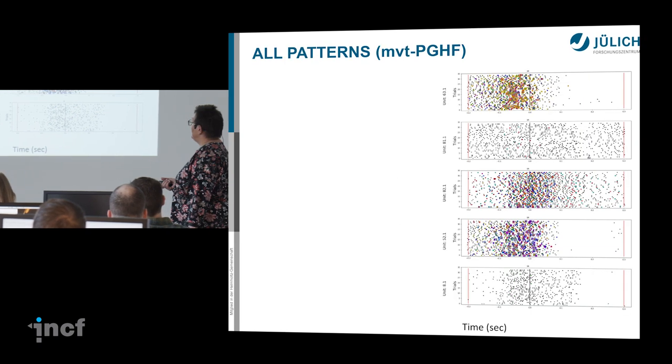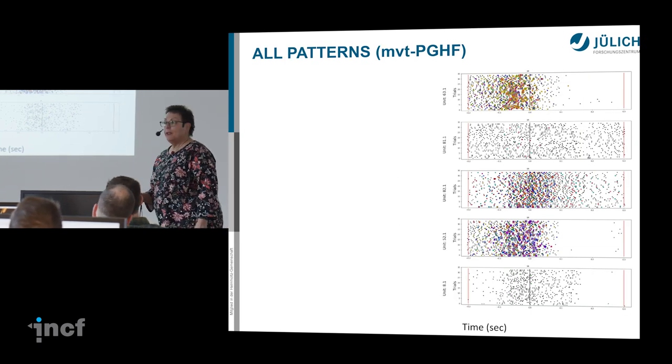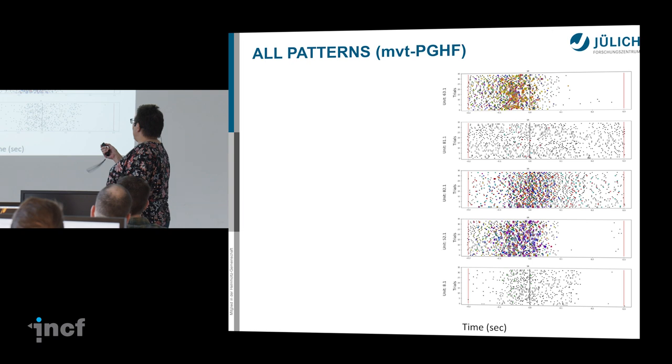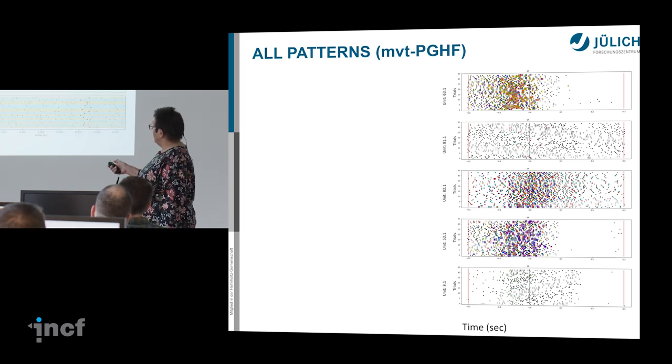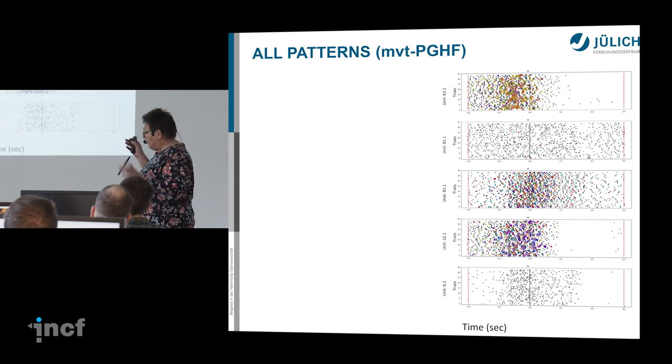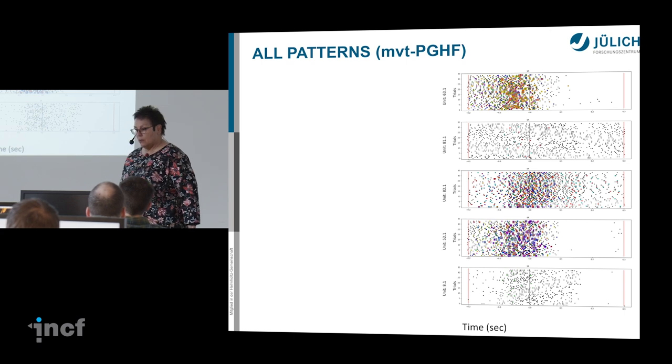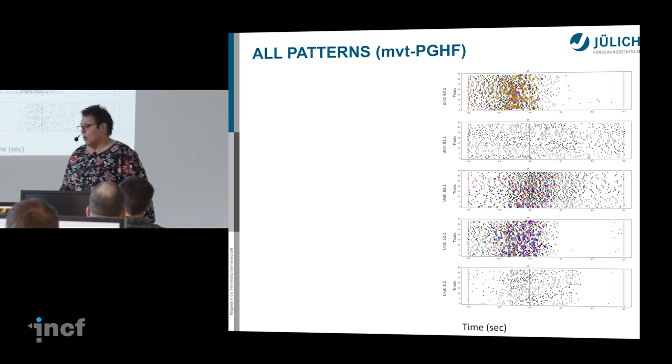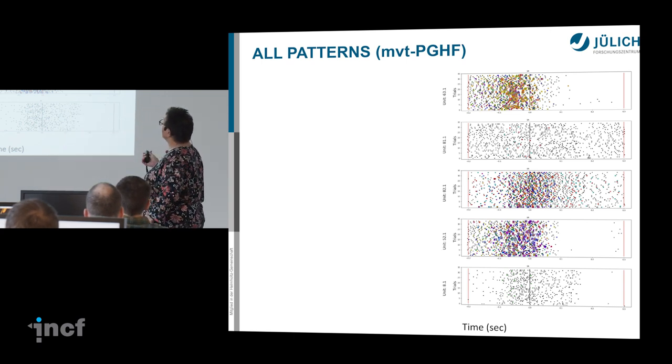One more thing I wanted to show you, a puzzle we did not solve yet. Now, for all the patterns here, in total, were distributed here on 10 neurons. So only a small fraction of neurons actually contributed to these patterns.